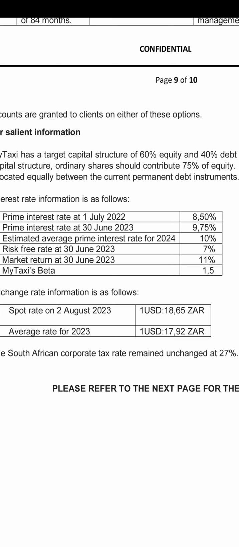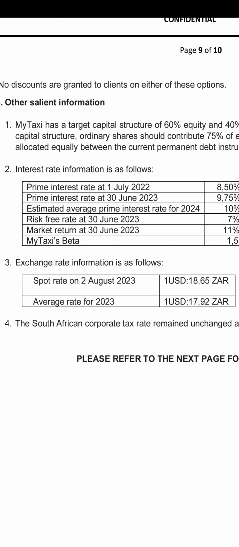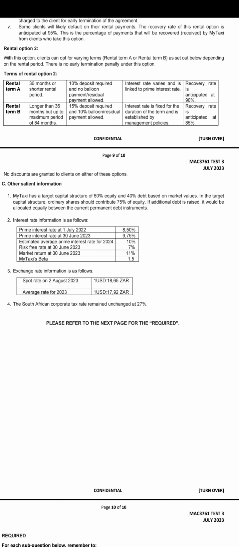So that should be giving you sort of a signal in that regard. So I hope you guys did see that and that it did come across to you. Okay. And then the exchange rate information is as follows: the spot exchange rates and the average rates, and then the corporate tax rate remained unchanged at 27%, which is all fine and well.